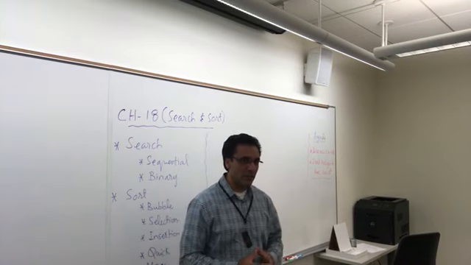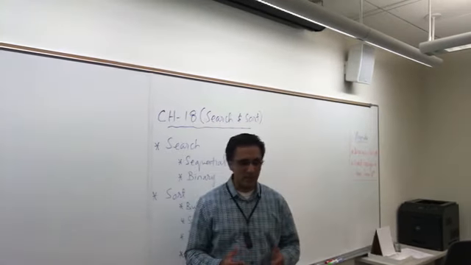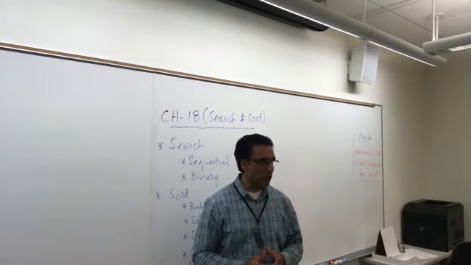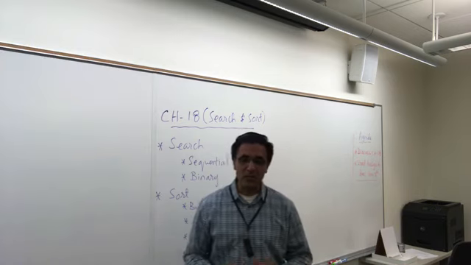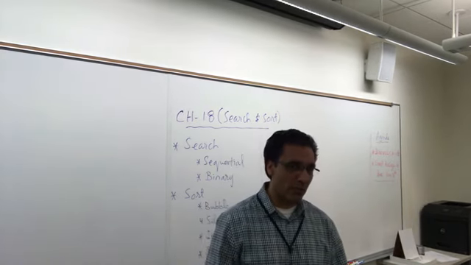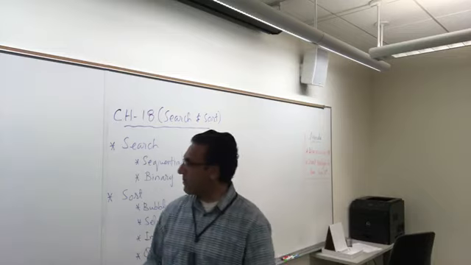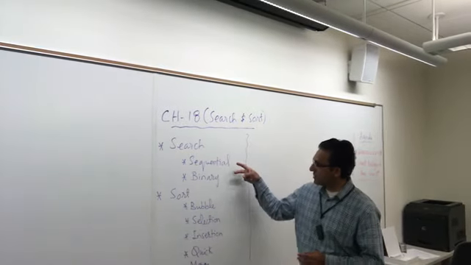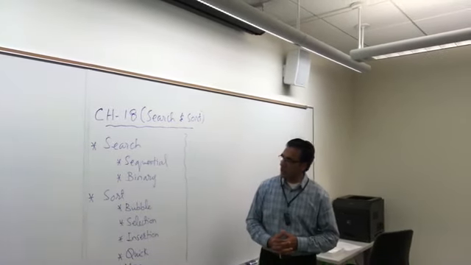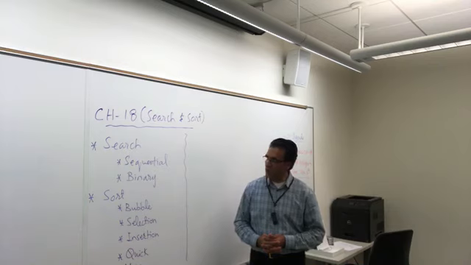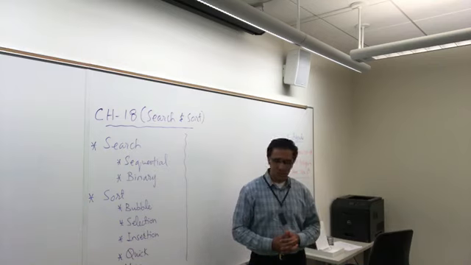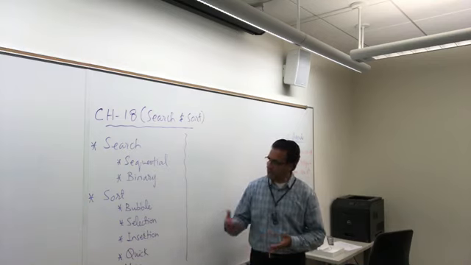In fact, we'll be learning about two search criteria in this lecture: sequential search and binary search. These are the two primary searches discussed in chapter 18. Chapter 18 also talks about different types of sorts. These are not the only sorts out there. There are other types of sorts as well, but these are some of them. Some of these sorts are kind of similar. Some of the sorts are more efficient.